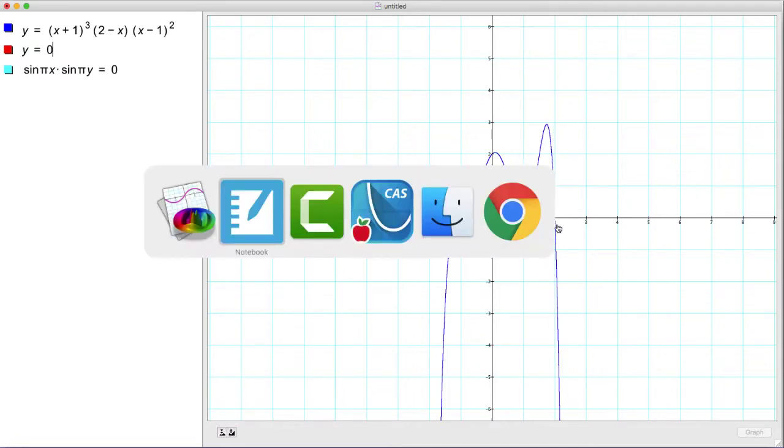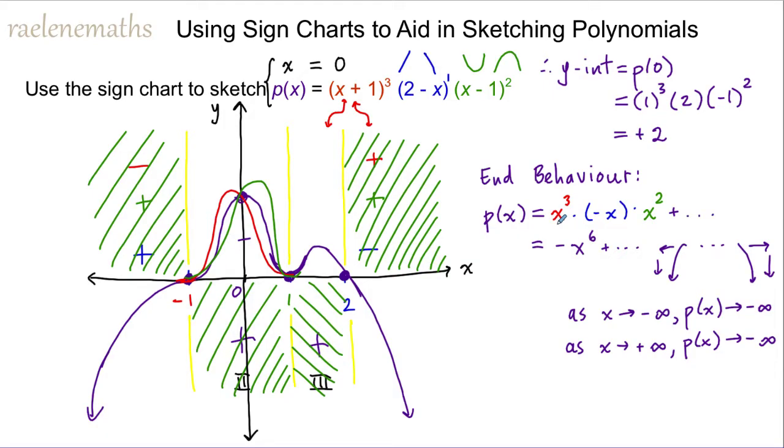So we can see that the sign chart as a tool came up with a fairly accurate model. Just going to eliminate these portions of the graphs that were not accurate, and we were able to come up with, as pre-calculusly as possible, a graph of the polynomial using the end behavior, the sign chart as tools, and the intercepts, both the x and the y-intercepts.